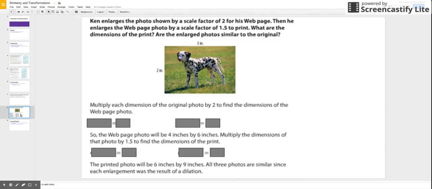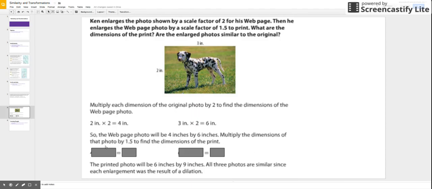Okay, so we're going to start off by multiplying each dimension of the original photo by 2 to find the dimensions of the web page photo. Okay, so first he enlarged it by the scale factor of 2. Okay, so let's begin with that. We have 2 inches times 2, which gets you 4 inches. And then we have 3 inches times 2, which gets you 6 inches. So then the web photo will be 4 inches by 6 inches.